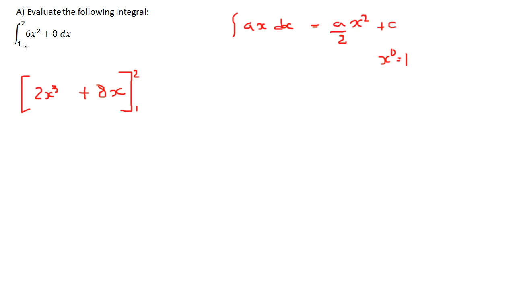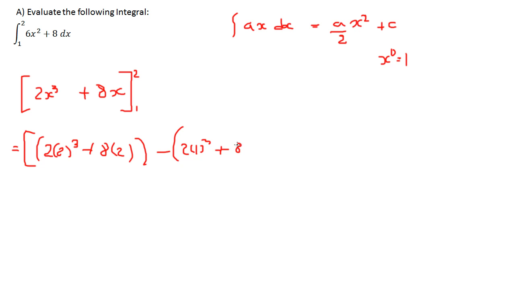However, we have given limits, so we got to put this limit wherever you see the x. So it equals 2 times 2 to the power of 3 plus 8 times 2 minus our other limits. So 2 times 1 to the power of 3 plus 8 times 1. And this is our equation.